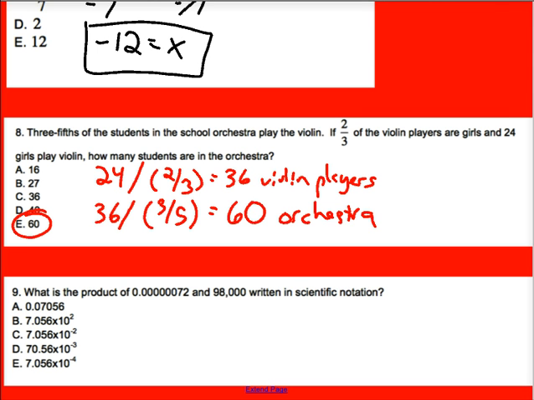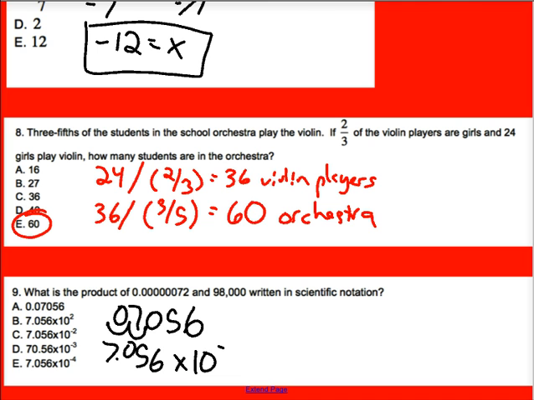Number 9, what is the product of those two numbers written in scientific notation? What I would think is the easiest thing to do for this one, I would just multiply them. When you just multiply them, you get that. So, to get in scientific notation, I need to move the decimal over. So I have a number between 1 and 10, and I moved it over twice. So I'm going to put a 10 to the negative 2 and get that as my answer.